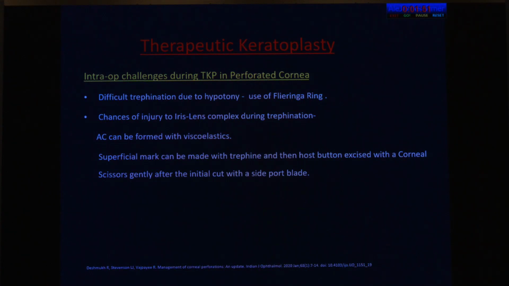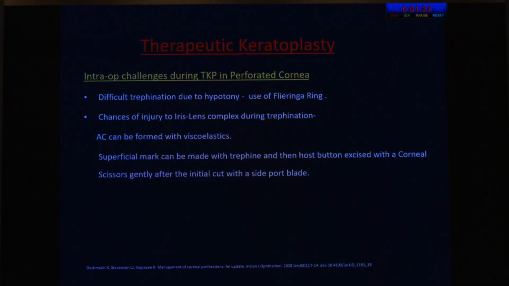But there are so many challenges that we face during TKP in a perforated cornea. So first, because of excessive hypotony, definition is very difficult. Flieringa ring is very useful in such cases. Even after that, chances of injury to the iris lens complex during dissection are very high.